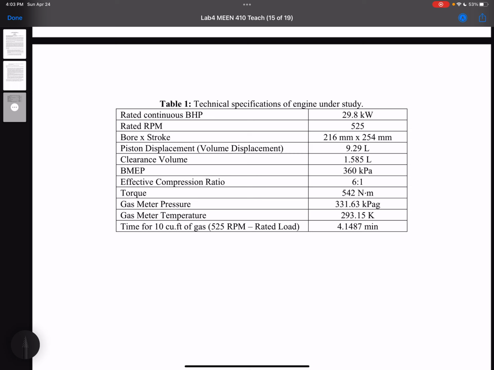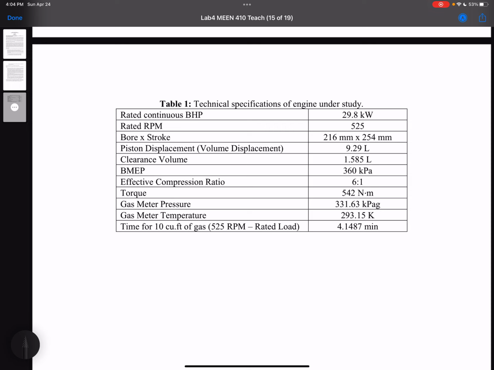And so that definitely is what's provided by this single-cylinder engine. You're also given the clearance volume, and so with these two pieces of information, you're able to determine various parameters that you need to know. The BMEP is provided for you. This would be the rated BMEP, the rated brake mean effective pressure, corresponding to that rated brake horsepower. The compression ratio is provided. The peak torque at the rated condition is given.